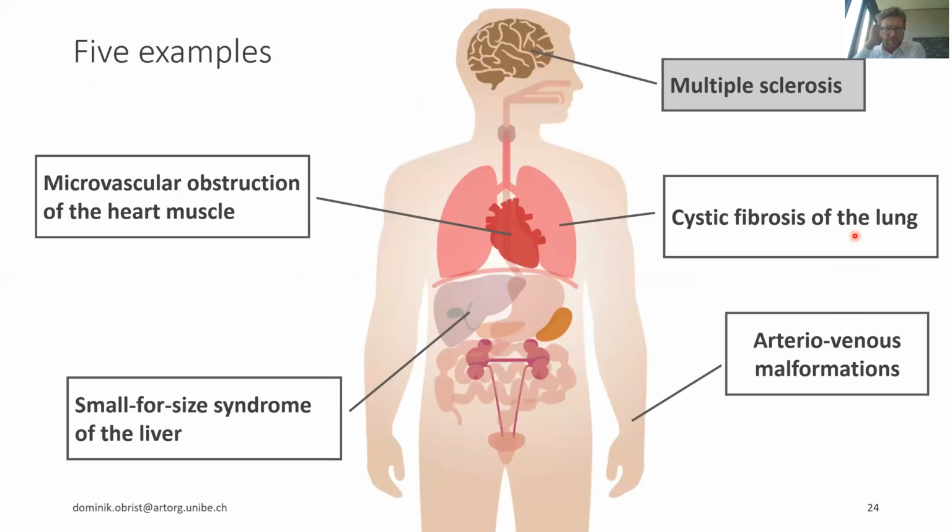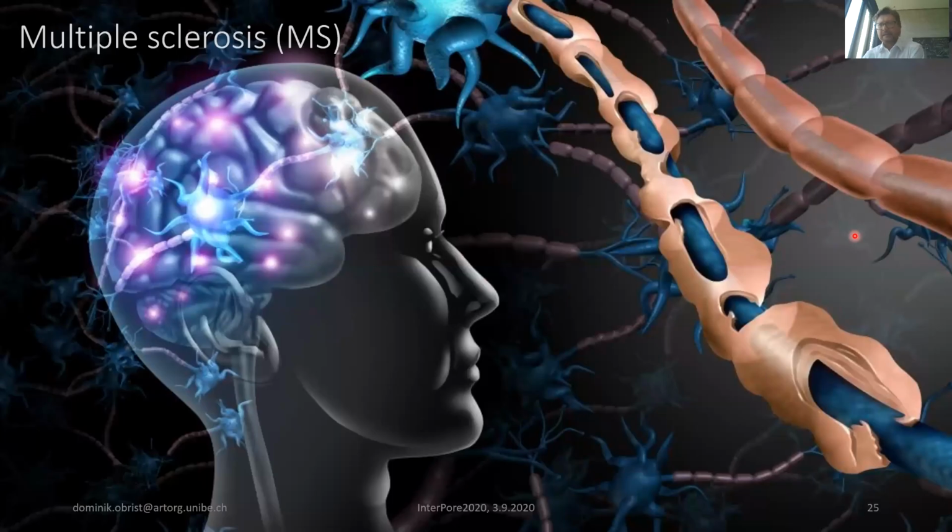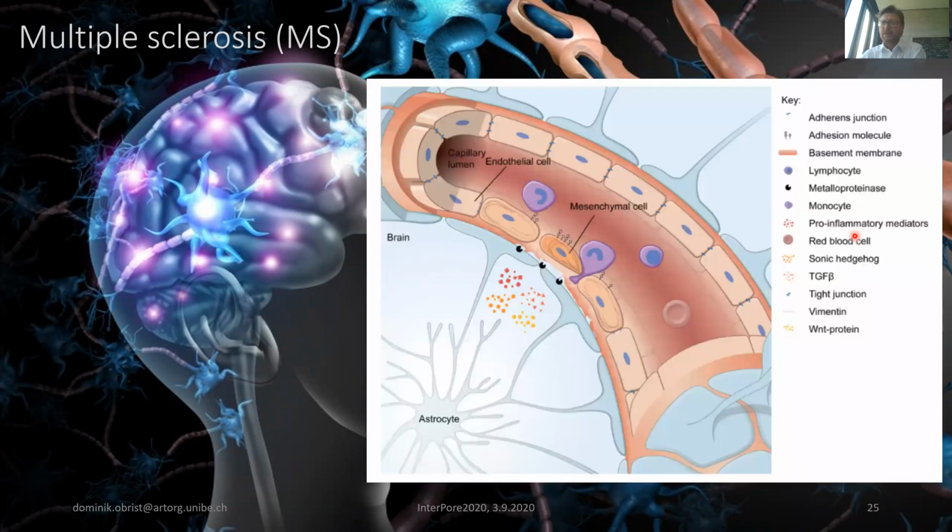So let me come to my final example, multiple sclerosis. Multiple sclerosis is a chronic disease of the nervous system. It affects the myelin sheath of the axons. But what it also does, it opens up the blood-brain barrier in the cerebral vasculature. So capillaries, or small vessels in the brain, are becoming leaky.